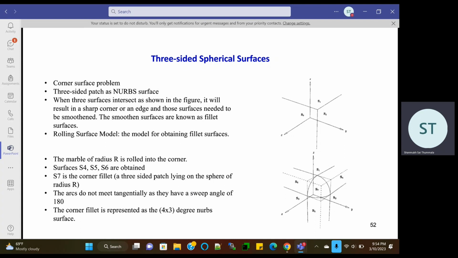Coming to the next figure, you see that a marble of radius r is rolled into the corner of the three surfaces, forming the new surfaces S4, S5, S6, and S7, where S7 is the corner fillet, a three-sided patch lying on the sphere of radius r. The arcs do not meet tangentially as they have a sweep angle of 180, and the corner fillet is represented as a 4 by 3 degree NURBS surface.